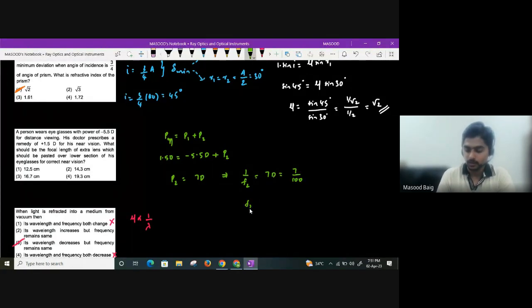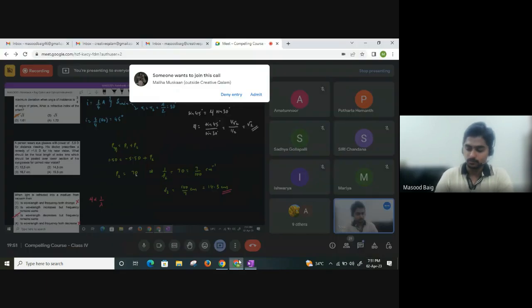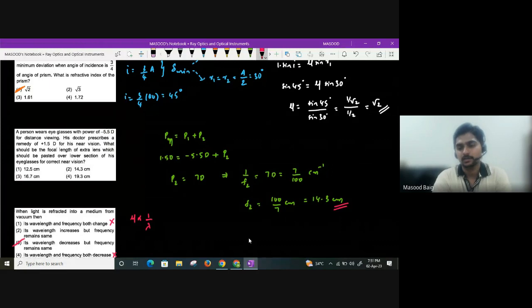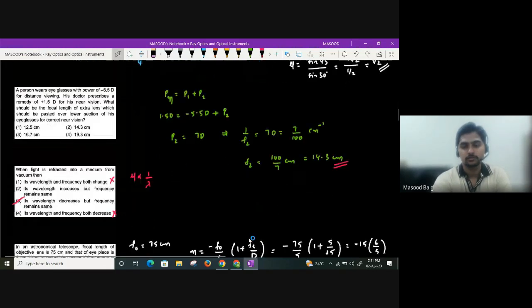So what will the F2 value be? It will be 100 divided by 7 centimeters. This centimeter inverse we can write. So you will get it around 14.3 centimeters, guys. This would be the focal length of the lens that has to be added on the eyeglasses such that the effective power is going to become plus 1.5 diopter. Is that clear? Understood, all of you?